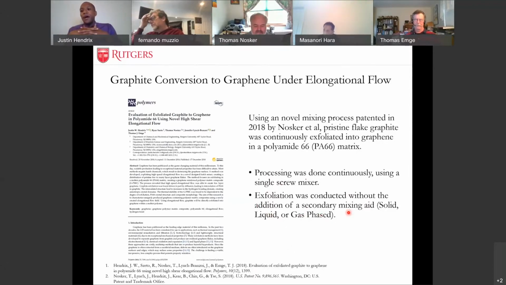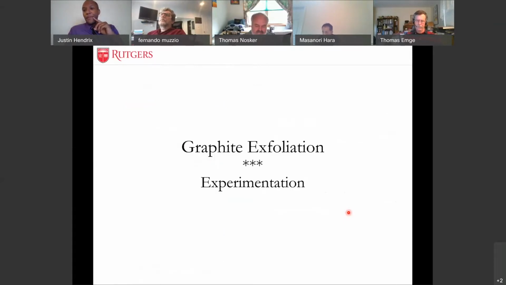And this is done without an additional mixing aid. So you have the polymer and the flake graphite and your novel mixing environment to create graphene in situ. And so we're going to talk about this paper and some of the results of that. Now I'm going to talk about the experimental work.